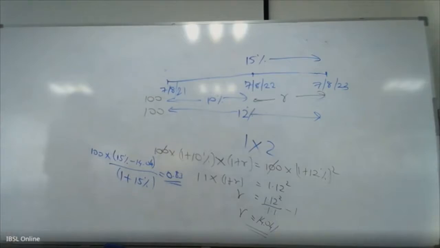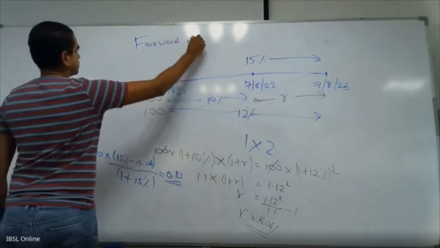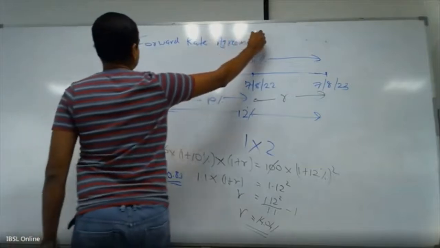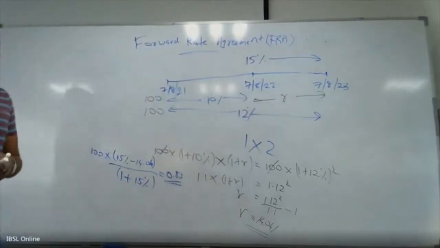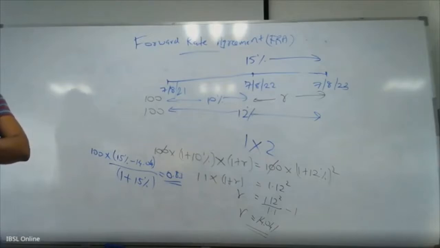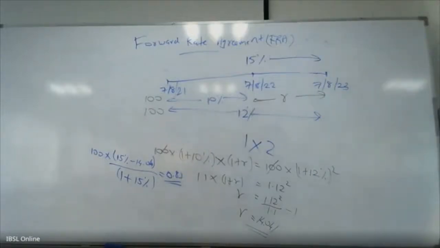Okay. So this is called a 1/2 FRA, forward rate agreement, or a FRA. Like exchange rate forwards, this is the version of an interest rate forward rate agreement. Okay. Any questions on this? No questions?